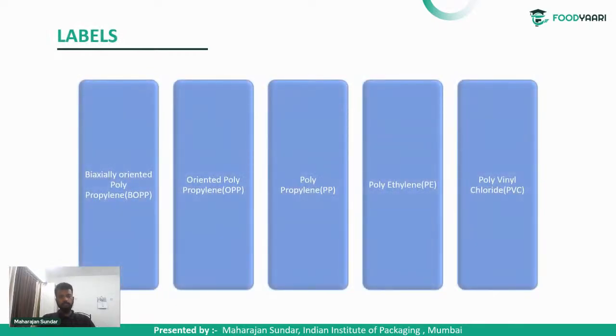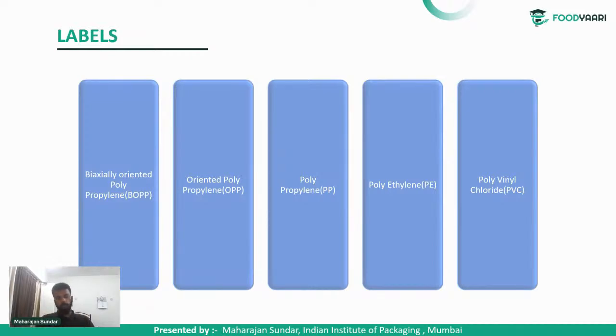Labels. These are the materials used to manufacture the label. They are BOPP, as I explained. It is biaxially oriented polypropylene, oriented polypropylene (OPP), or unidirectionally oriented polypropylene, and polypropylene. Why are these three polypropylenes mentioned?